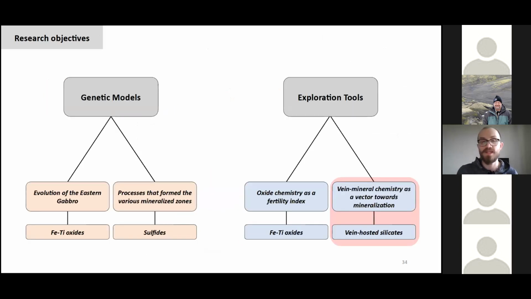Now that we understand more about how the mineralization formed, how can we actually find that mineralization? So we're now going to shift our attention to whether or not we can use vein mineral chemistry as a way to vector towards this buried mineralization.